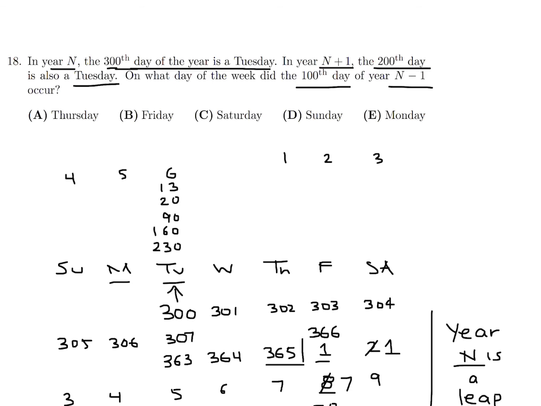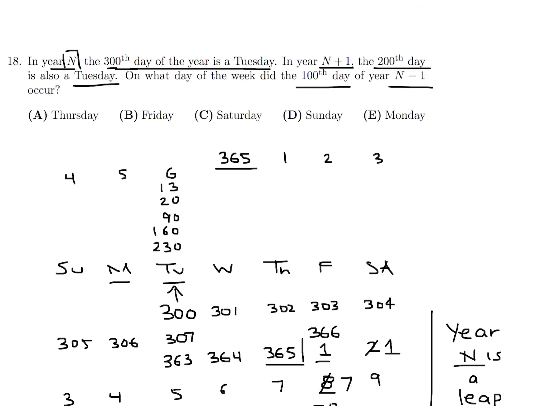So the first day of the year n was a Thursday. Now we have to go to the 100th day of year n minus 1. So we've got to go back to the 100th day. All right. So this day here, Wednesday, is 365. It is 365 for sure because it's not a leap year, because leap years occur every 4th year. So then from 365, we've got to get back to 100.